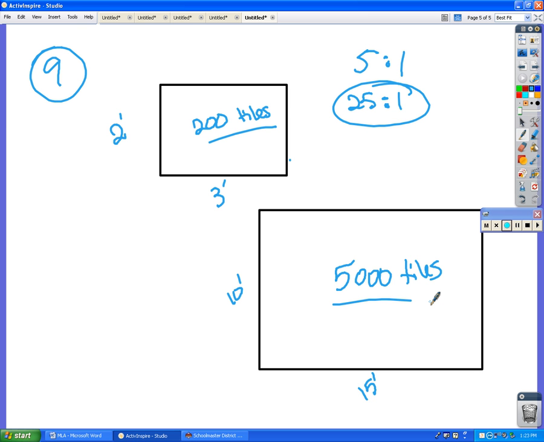Number 10. Okay, number 10. Assume that a small boy is similar in shape to his father. If his father is 3 times as tall as his son, what is the ratio of the surface area of the father's skin to that of his son? So he's 3 times as tall.